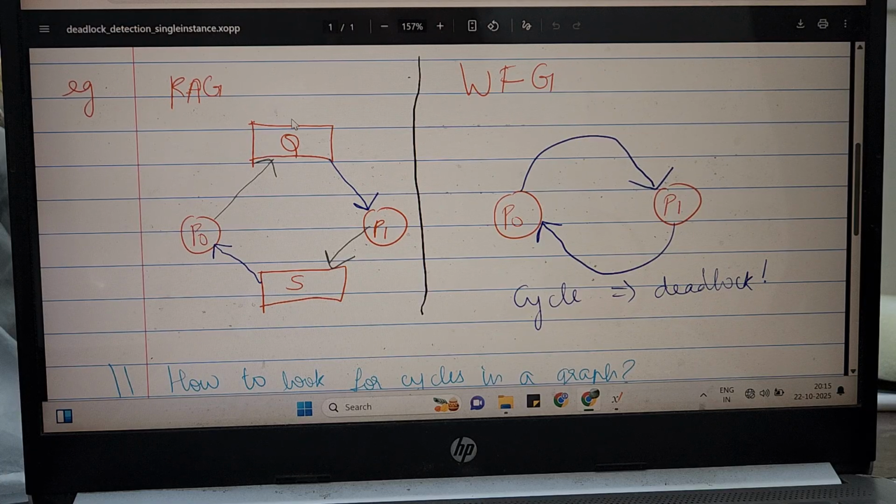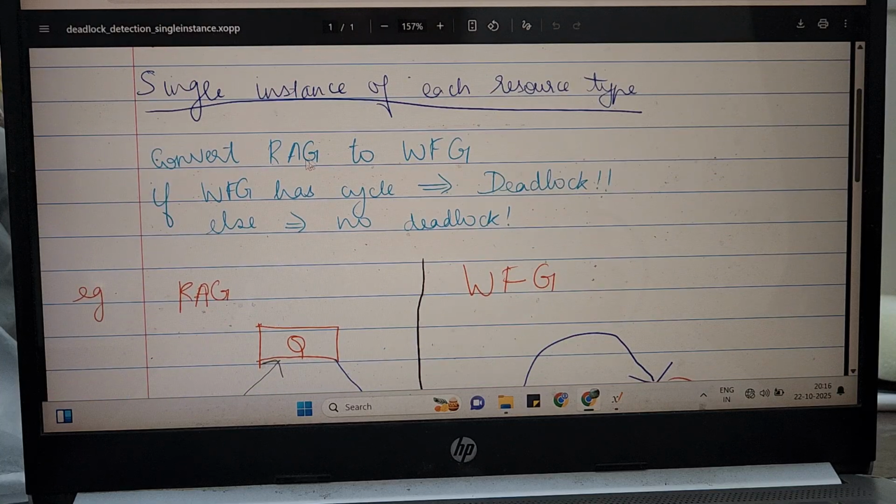So that is why we remove all the resource nodes and keep only the process nodes in the wait for graph. Also, you can see it simplifies things. So you had 4 nodes and 4 edges. Here it came down to 2 nodes and 2 edges. So the size of your graph, both in terms of nodes as well as edges, is significantly coming down. It's going to be easier for your system to detect cycles and so on. So that is the reason we first convert the resource allocation graph to a wait for graph.